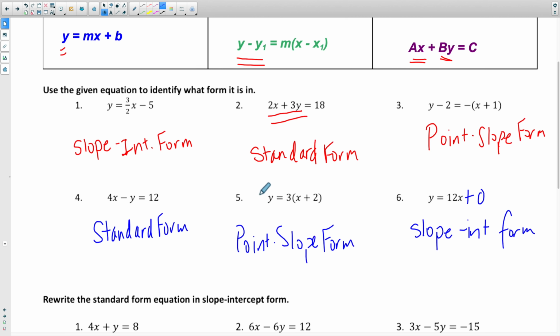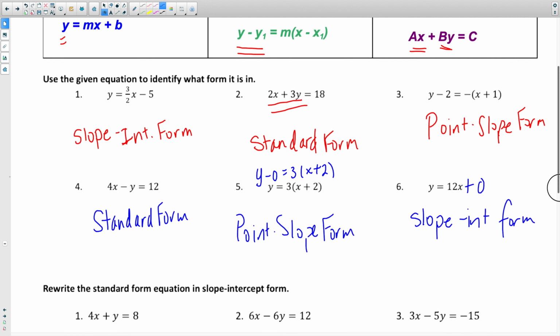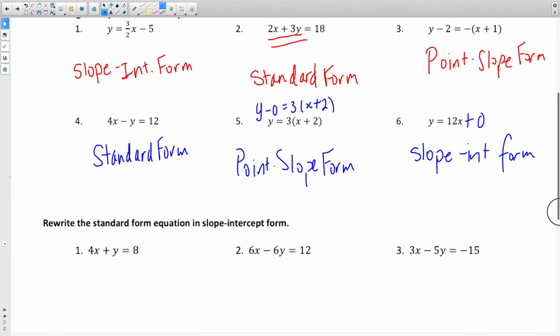And we have enough evidence. For instance, on this one, it was supposed to be y minus a number. Well, maybe that number is 0. And so maybe it was actually y minus 0 equals 3 times x plus 2. Well, now I can see that's definitely in point slope form. So just keep in mind, start off looking at the left-hand side, but then also do look at the right-hand side and pick which one has the most things that match up.